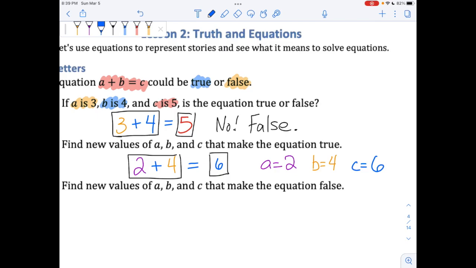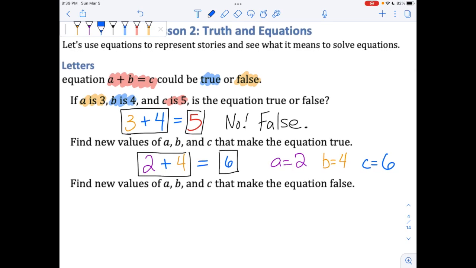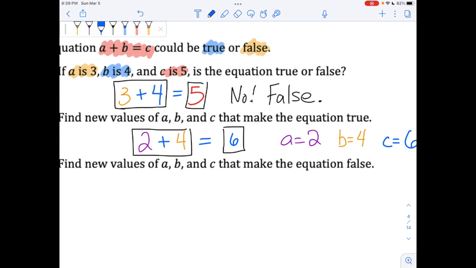All right, last one, C. Find a, b, and c that make the equation false. Write it one more time. A plus b equals c. So now I don't want it to be true. So we'll say a equals 5. Just randomly kind of picking this.